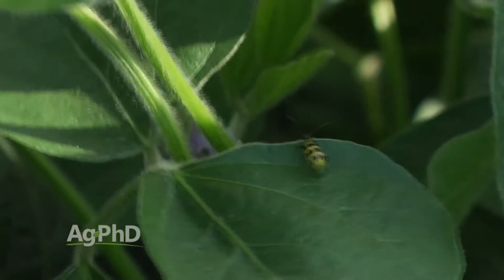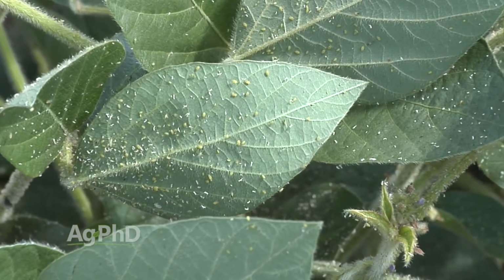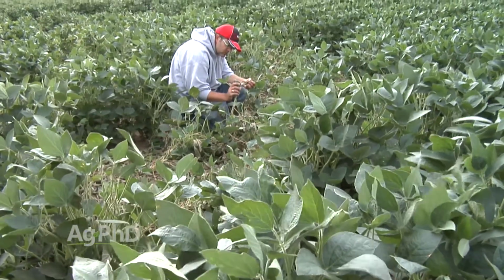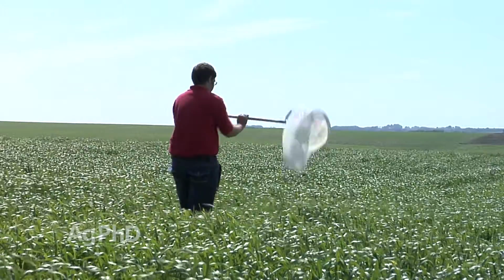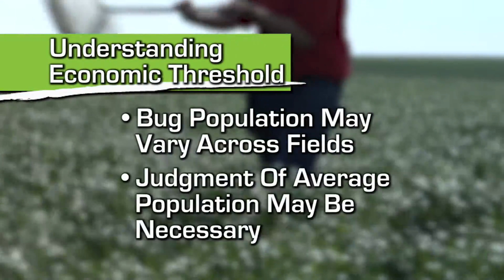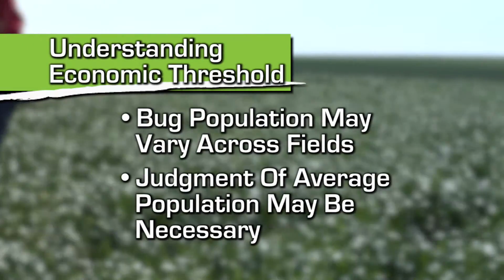Here's another part of the challenge: insects are not evenly dispersed across our whole field. So you may enter your field on one end and see no insect feeding whatsoever and think, well, I'm in good shape. If you stop your scouting right there, you're going to miss it, because you could have seen that the bugs were really devastating the other end of the field. So there is a little bit of judgment involved here for the farmer to say, okay, I've got 1,000 insects per square foot over here and I have 10 over here. What's the average across my field?